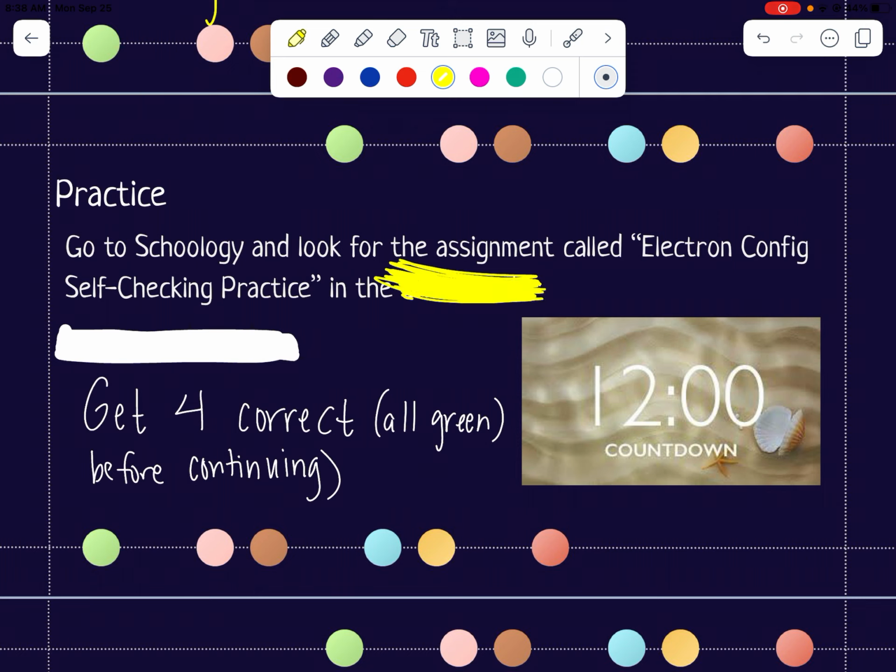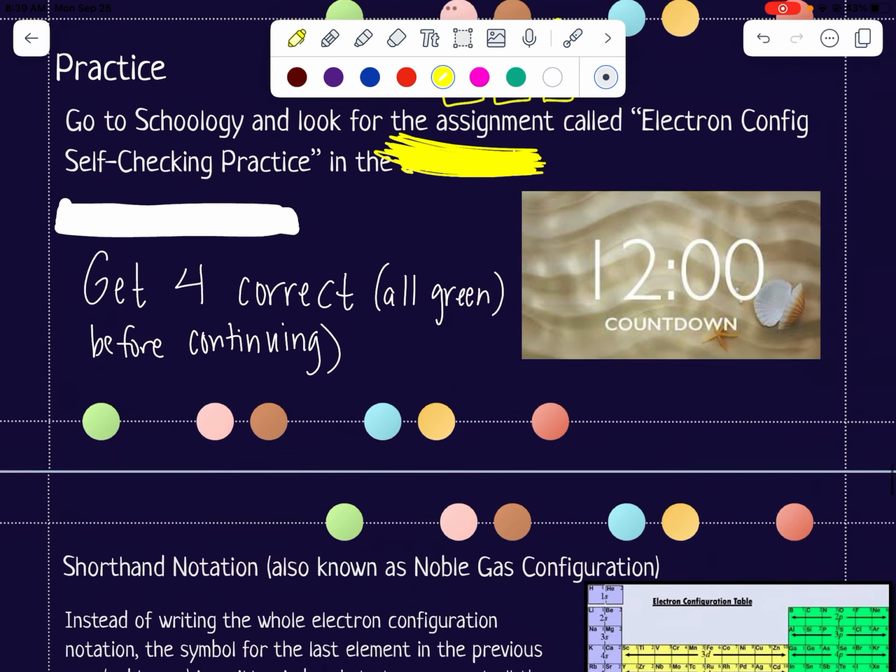So I want you to find the assignment called Electron Configuration Self-Checking Practice, and I want you to get 4 correct. So you're going to type in the sub-levels. So you're going to type in a 1 in the first box, and then an S in the second box. And in the next box over, when you type a 2, it'll make it a little upper number. In this assignment, it turns neon green if you got it right. So head on over there. There's some instructions and play with it. And I need you to get 4 elements correct and hit submit before you continue. And then come back to the video because there is one more thing in the notes that we need to talk about.